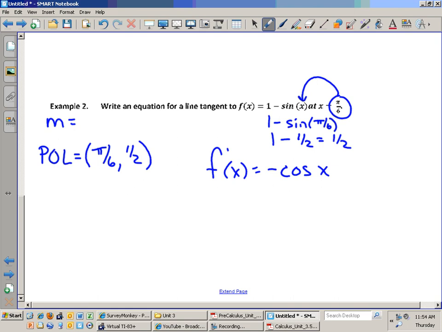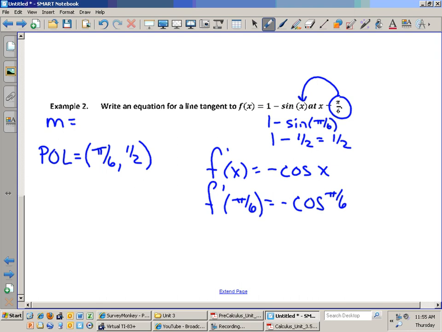So if the derivative is negative cosine of x, how would I figure out the slope at that point? Plug pi over 6 in for x and see what I get. So f prime of pi over 6 is equal to negative cosine of pi over 6. The cosine of pi over 6 is the square root of 3 over 2. Anybody try on your calculator? Did you get 0.866? Yeah, so that converts to negative square root of 3 over 2. We could just write negative 0.866. I think you guys would probably rather work with the decimal.